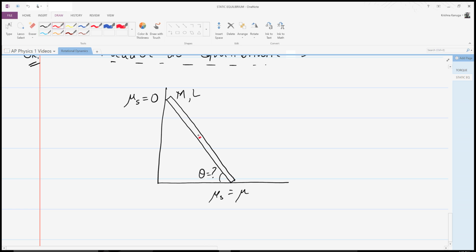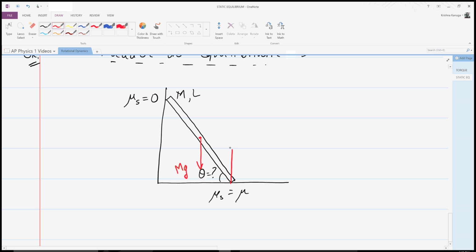So the first force I'm going to draw is the weight of the object. The weight points down. I'm going to call it mg. It's at the center of gravity, the center of mass of the rod, and it is at a distance of L/2 from either end of the rod. So that's one force.